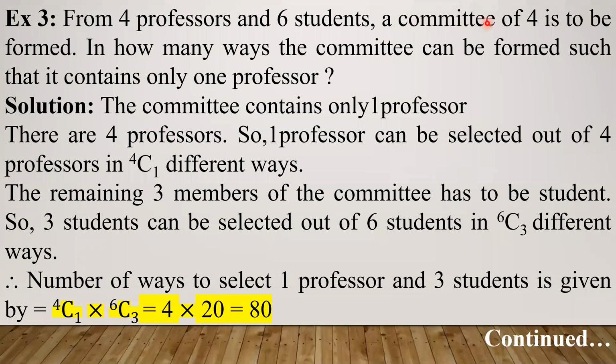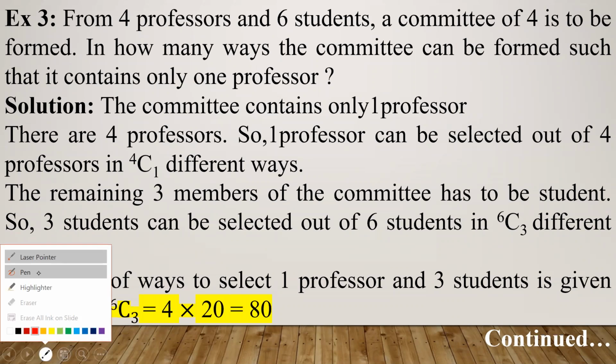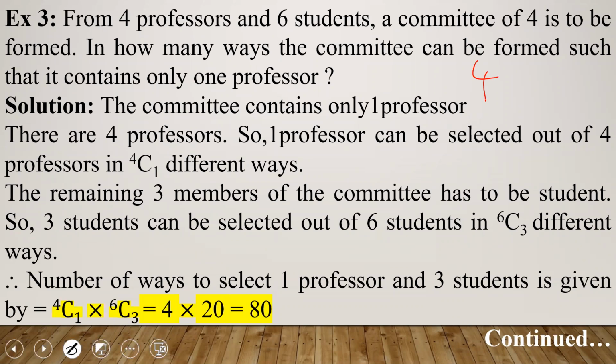You have to form a committee of 4. That means you have to select 4 people from these, okay, and form a committee. In how many ways can the committee be formed such that it contains only one professor? Look here. How many people should the committee have? 4 people. Okay, committee of 4. But what is the condition? It should contain only one professor, not more than one, only one.